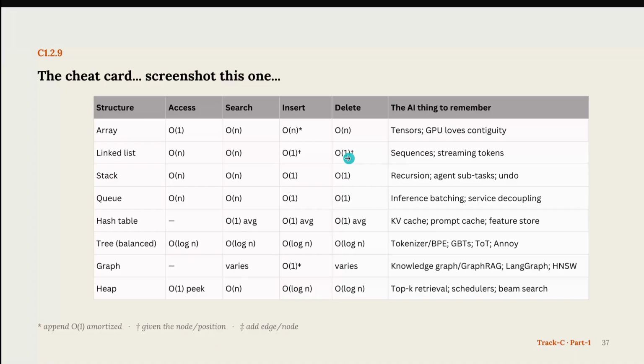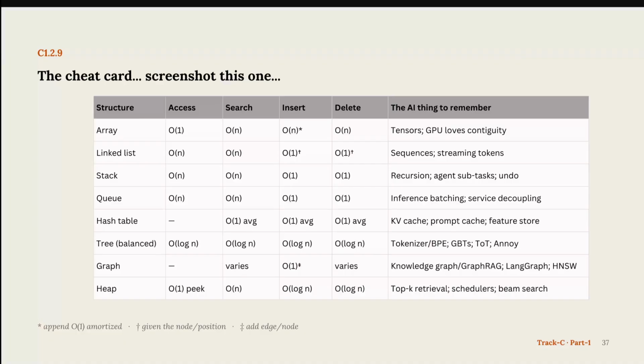Then we looked at stack, which is of the order of n for access and search, just like a linked list, because you put it from the top and you remove it from the top. But if you had to access and search a particular element, you have to go through all the elements, so it is order of n. Insert and delete is order of 1 because you insert on the top and remove it from the top. All your recursion, agent subtasks, and undoing a particular activity in an application are based on stack. So when you type your words in a Word document and you do undo, you're actually using a stack there.